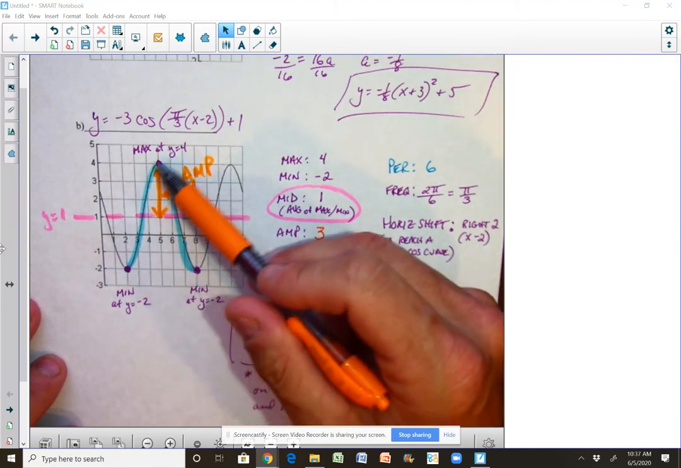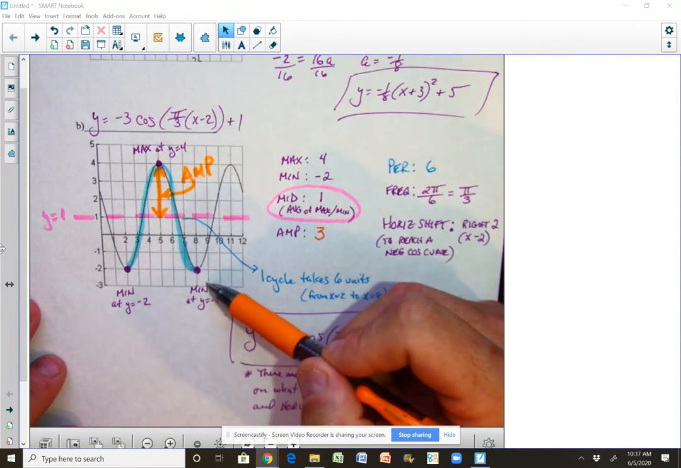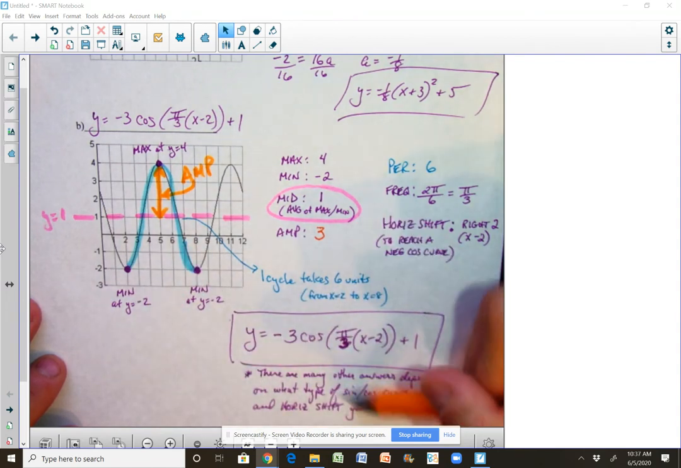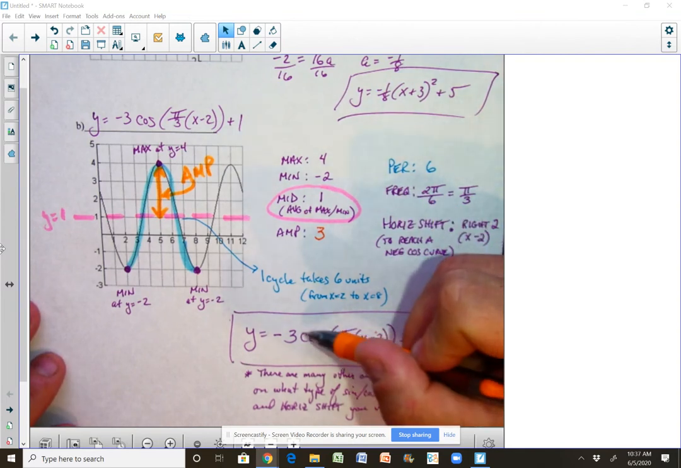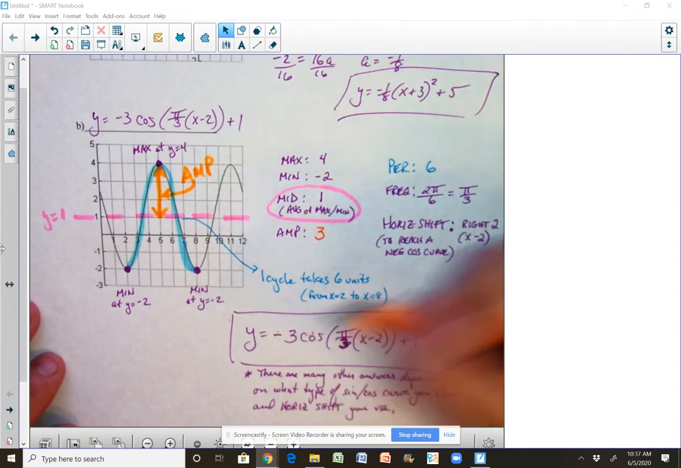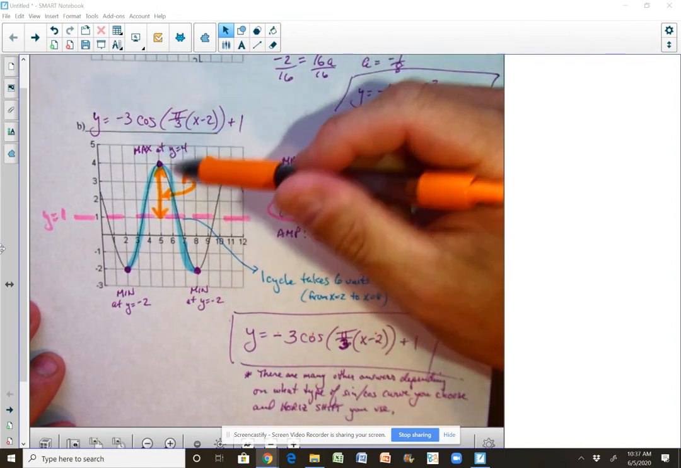So I highlighted one cycle of a negative cosine curve. But there, again, down here, I wrote a little note. There are other answers that you could have as well based on changing the horizontal shift and changing the type of function that you pick. So let's start off with a couple things.